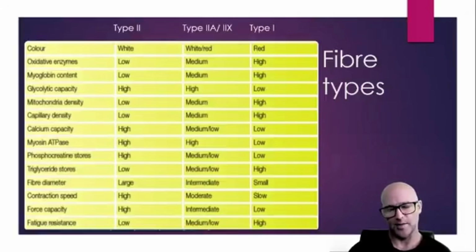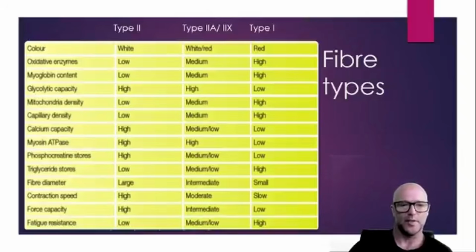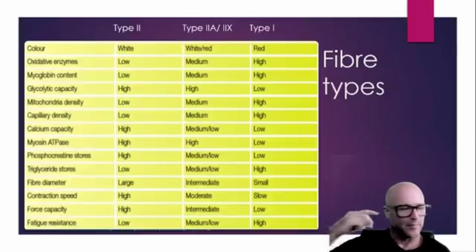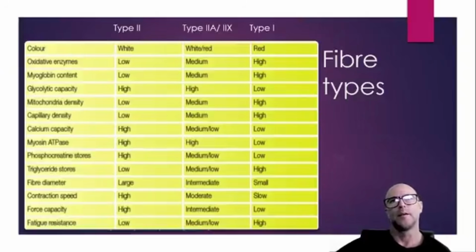Fiber diameters large in the white, powerful, fast twitching fibers. Intermediate ones are intermediate, type 1s smaller. Contraction speeds, high, moderate, then low. Force capacity, high, moderate, and low. Fatigue resistance, low, medium, and high. That makes sense because the amount of time that you can maintain glycolysis is very limited, because our ability to store glycogen in our muscles is very limited.